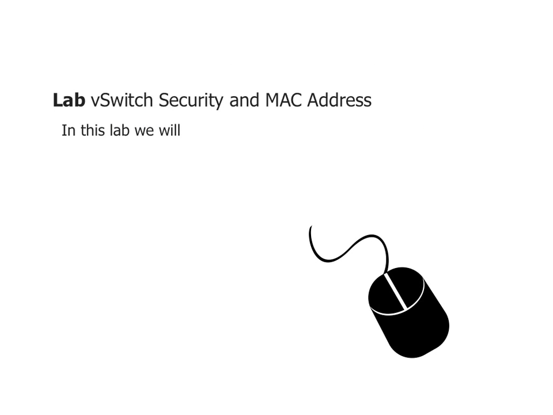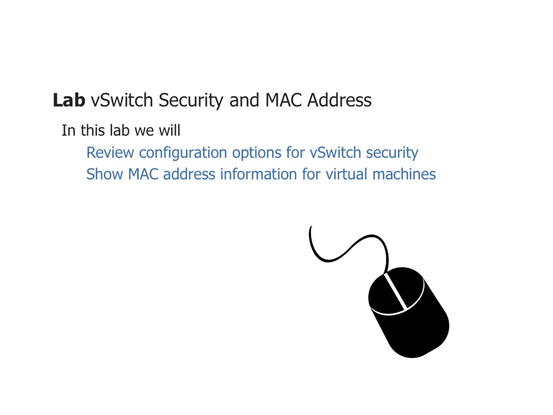So now let's jump in the lab. This will be real quick. We're going to look at the configuration options for vSwitch security and just show you where you see the MAC information for a VM in case you've never seen it.